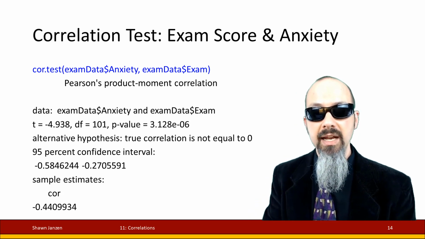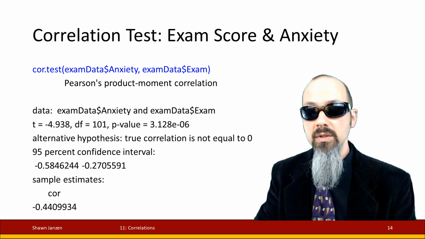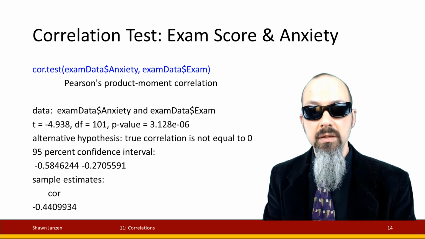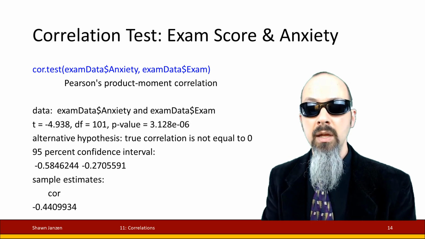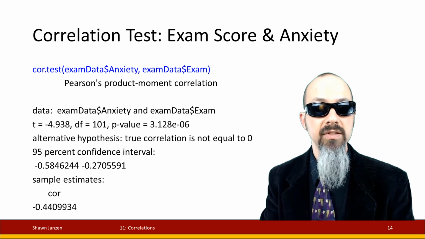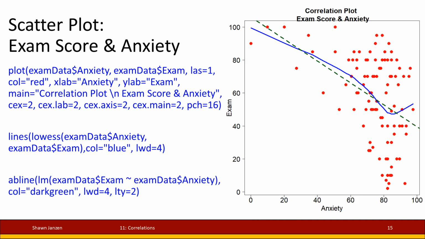Now, it goes ahead and gives us the alternative hypothesis. We did the two-tail version, non-directional, so it tells us that this is the p-value and t-score associated with the alternative, that the correlation is not 0. It gives us our confidence intervals, and then the same correlation we had before of negative 0.44. Fantastic. Let's go ahead and look at this in terms of a plot.